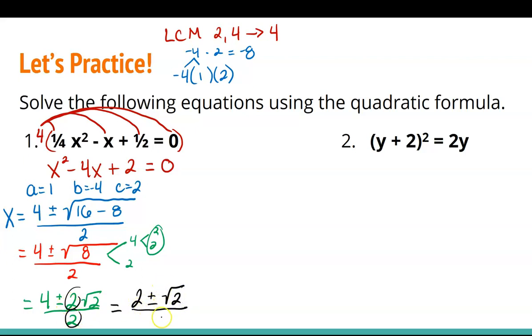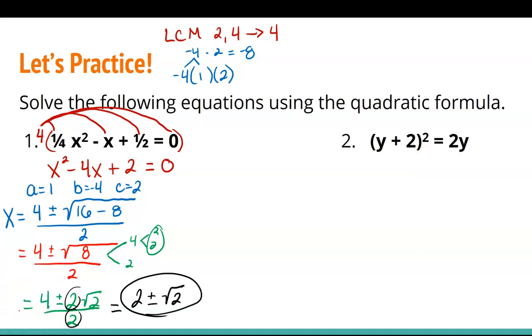And it's all over 1, which again, dividing by 1 doesn't change anything. So we're just going to drop that, and we have 2 plus or minus the square root of 2. So for our next problem, looking ahead, this is not equal to 0, and we also have that binomial raised to the power of 2.